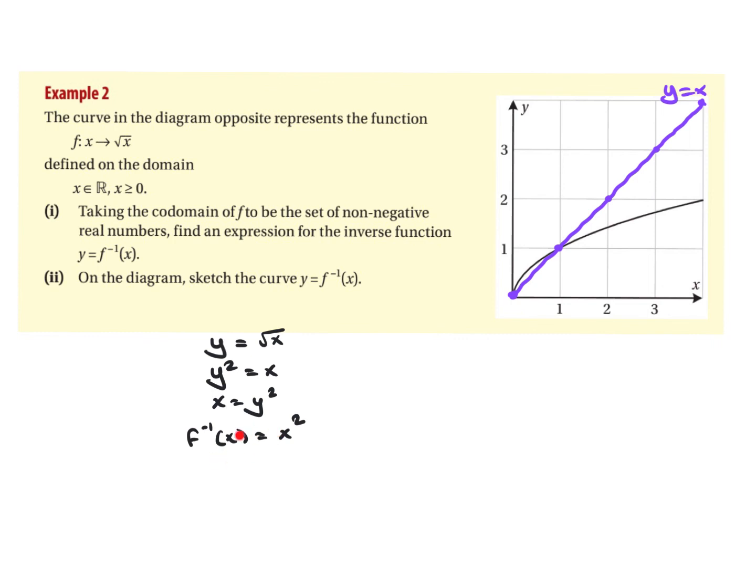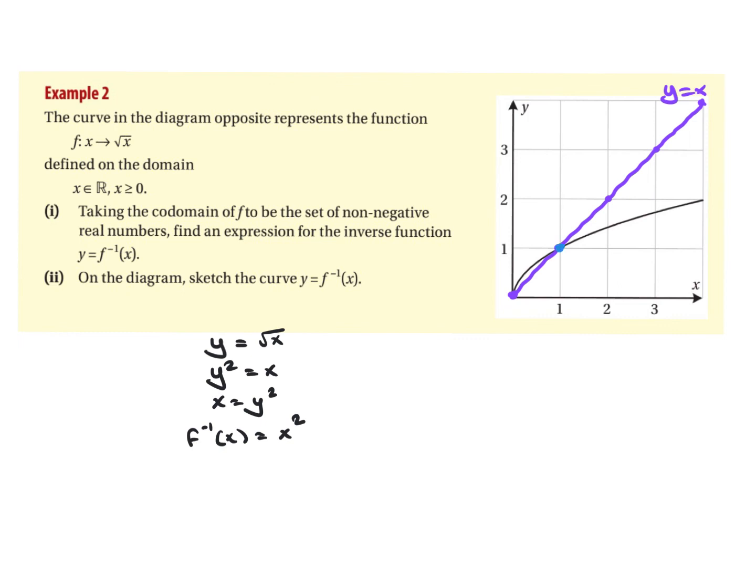Okay, so if I put 1 through this function here, I'm going to get 1 squared, which is 1. So that means I'm going to get the coordinate 1, 1. And what I'm going to do with that one is put it in blue. So that's going to be 1, 1. That's one of my coordinates.